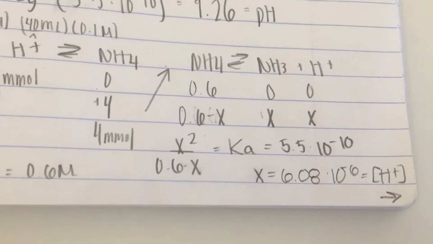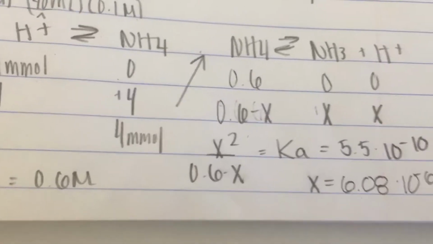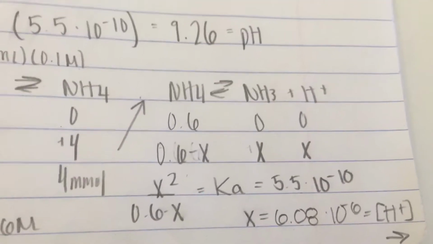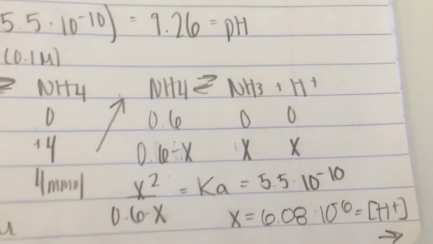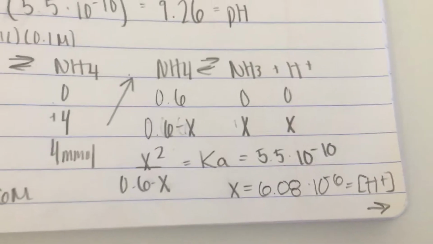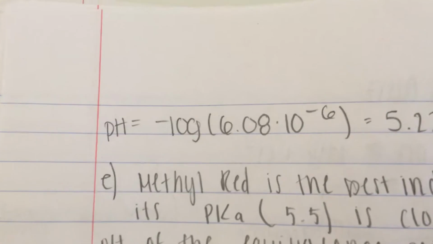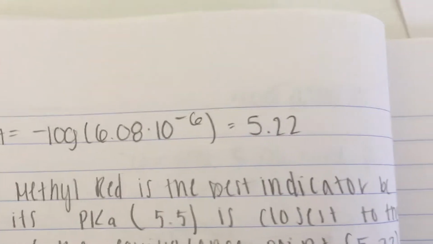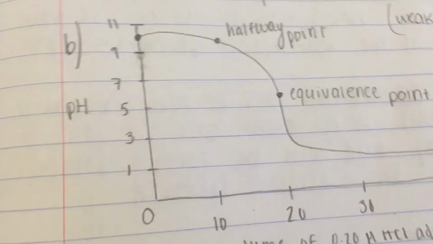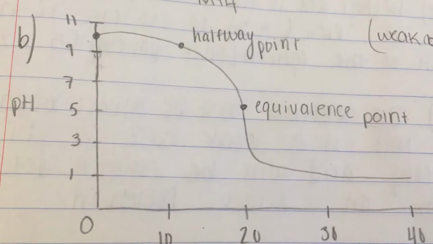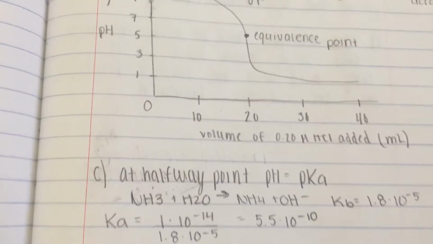So the Ka expression is equal to x squared over 0.6 minus x. But we can plug in Ka for the value we calculated in part C, 5.5 times 10 to the negative fifth. So x equals 6.08 times 10 to the negative sixth, and x is equal to the concentration of H+. So the pH is equal to the negative log of the concentration of H+, 6.08 times 10 to the negative sixth. So the pH of the equivalence point is 5.22. So on the graph, the equivalence point at 20 milliliters is about 5.22.